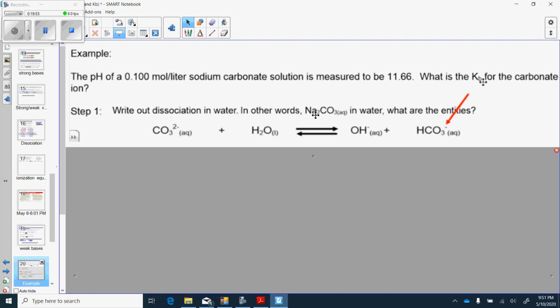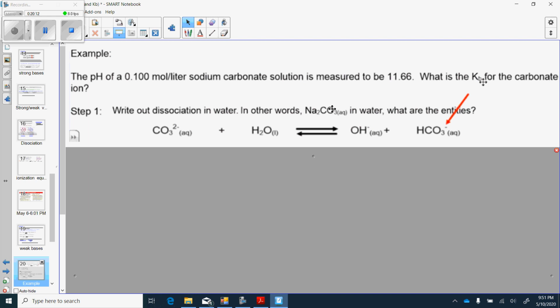So here's my sodium carbonate, but the sodium carbonate is actually not the weak base here. How do I know I'm talking about a base, first of all, before I go any further? Big hint here, Kb. Use your hints to help you out. So Kb, we know we're talking about a base. So sodium carbonate is a base.